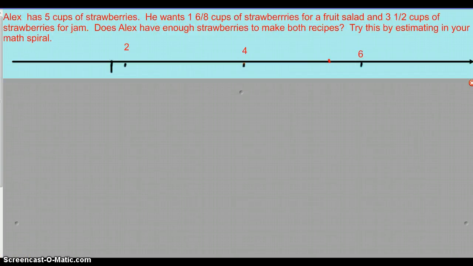You saw how I used the number line in the last example, so try it in this example. Alex has 5 cups of strawberries. He wants 1 6/8 cups of strawberries for a fruit salad and 3½ cups of strawberries for jam. Does Alex have enough strawberries to make both recipes? Try this by estimating in your math spiral. Draw this number line, please. Pause the video now to work this problem out.